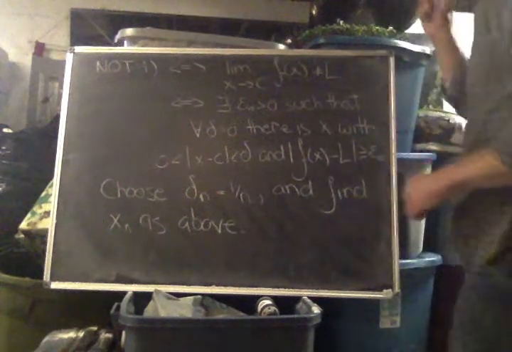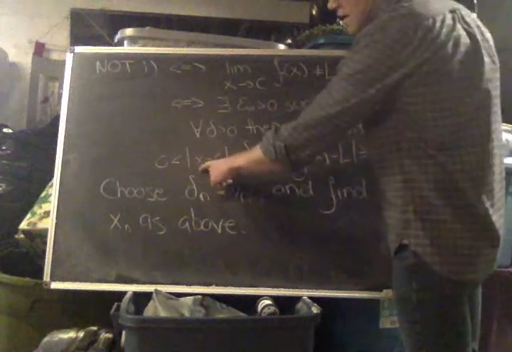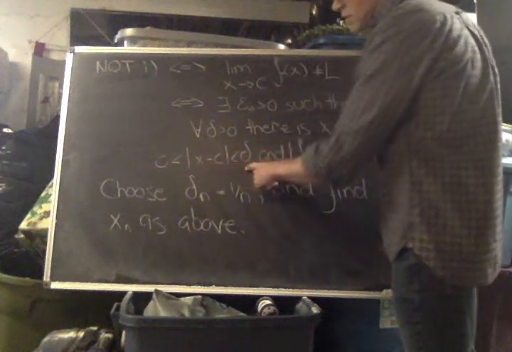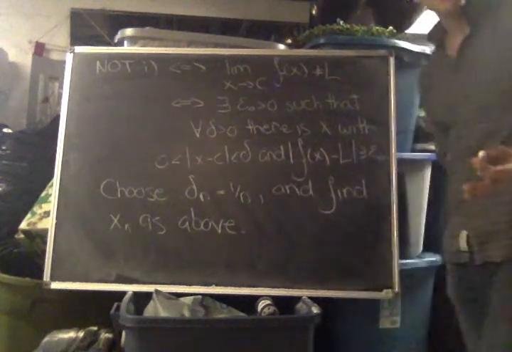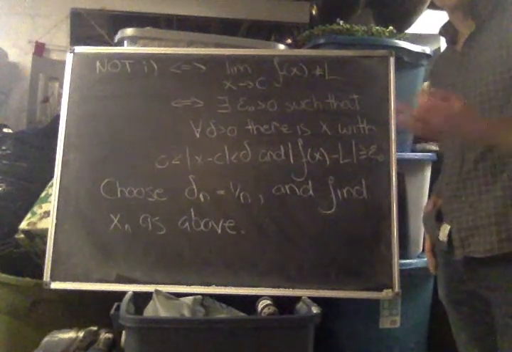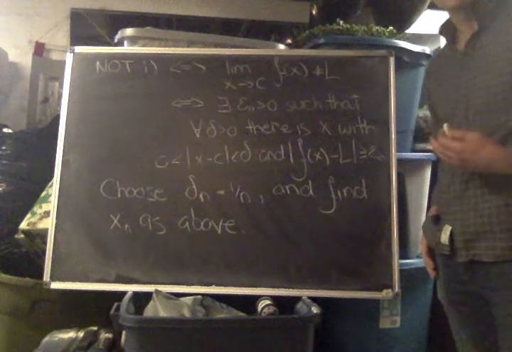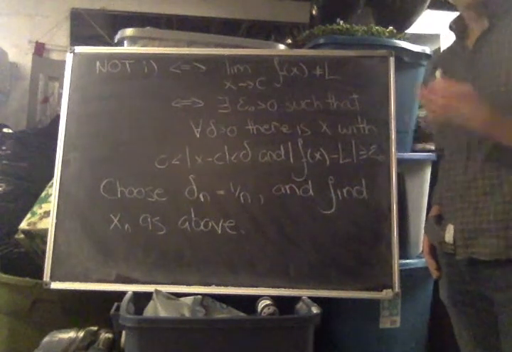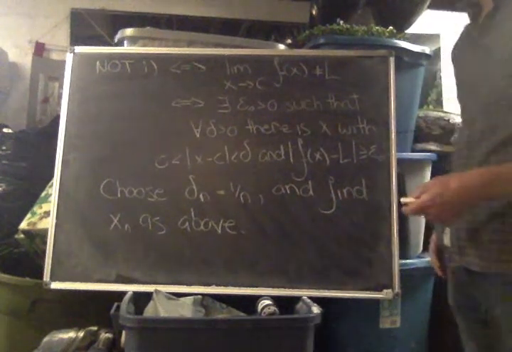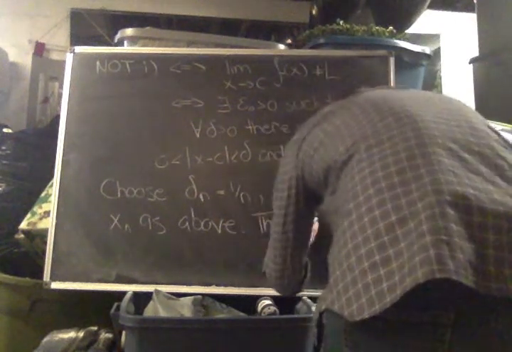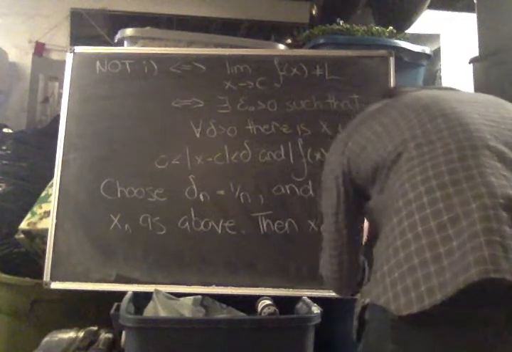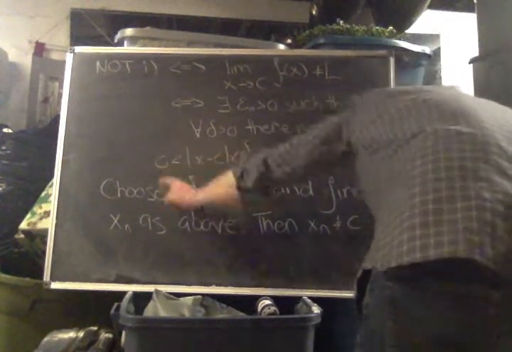Okay, so then what do you have? Well, you have that your absolute value of xn minus c is always going to be less than the corresponding delta n, which is 1 over n. In other words, the xn's are getting closer and closer to c. The distance from the xn's to c is going to 0, or the xn's are converging to c, okay? So then, xn is not equal to c. That comes from this inequality here. And xn converges to c, okay?